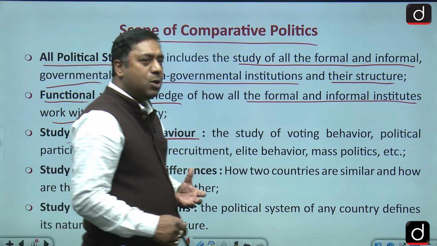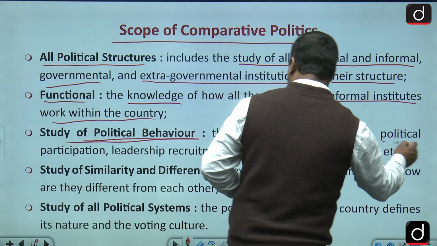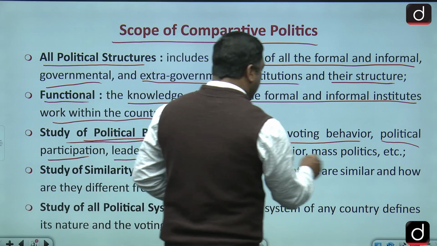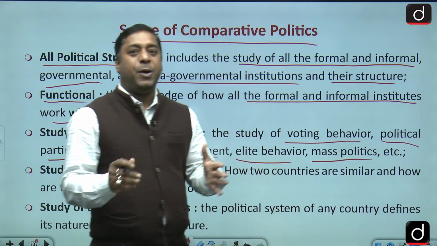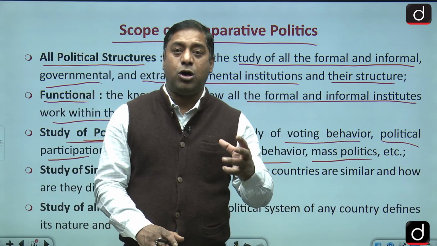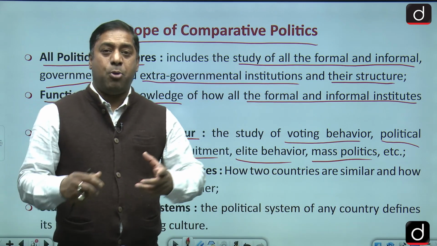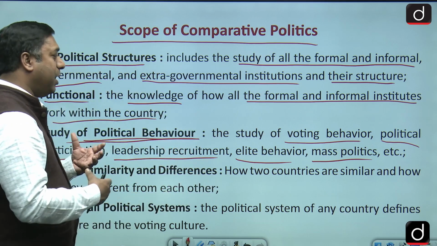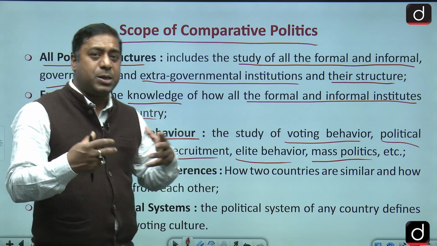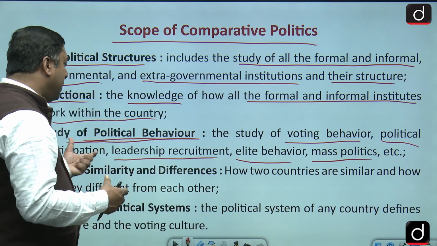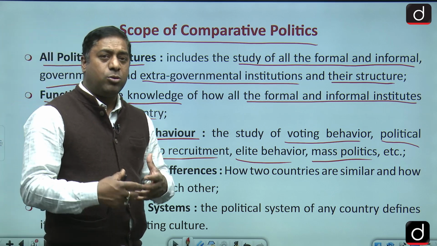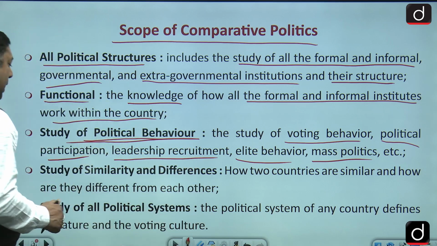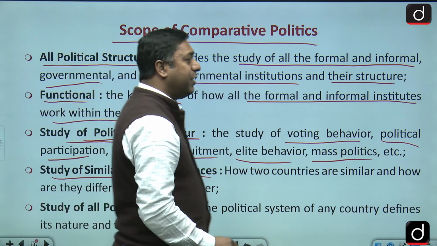Then comparative politics talks about the study of political behavior. Political behavior means what is the voting behavior, what is the participation, what is the leadership, what is the elite behavior, mass politics and all. That means in comparative politics, we talk about political behavior with regard to vote, political behavior with regard to elite behavior, what is the mass participation in politics, what is the people's participation in politics, what about the leadership, their recruitment and all. This is what political behavior is. Then we also study the similarity and differences.